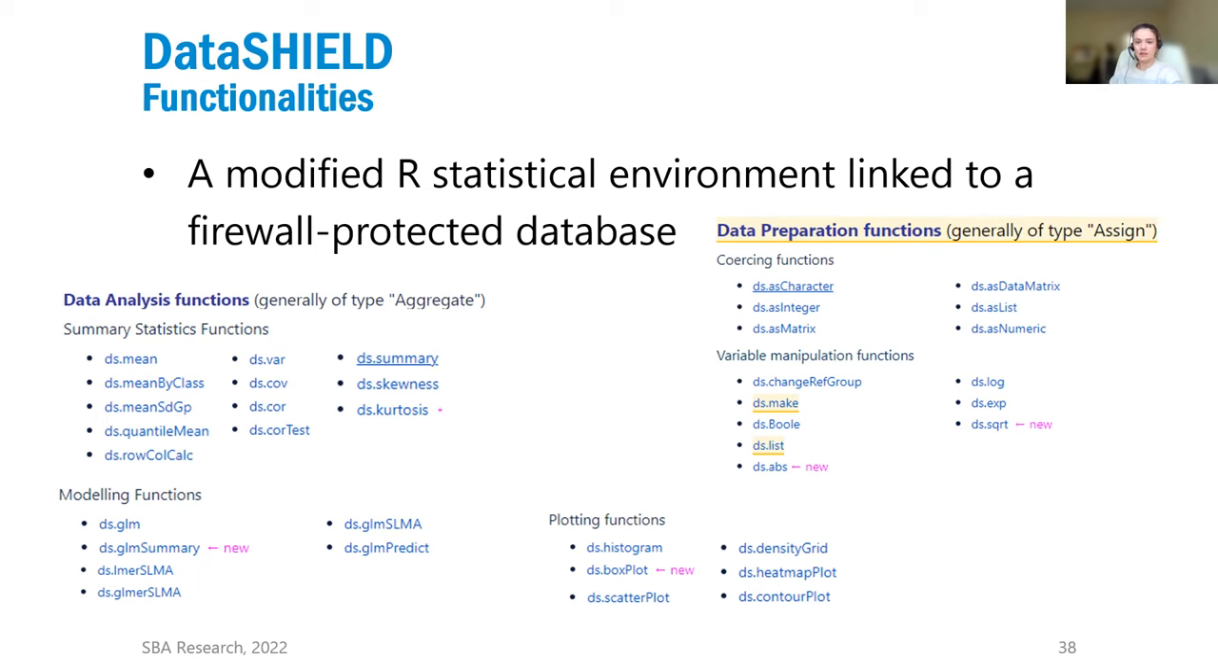And okay, when I say non-disclosive versions of functions, what does it mean? This is actually specific to each function. For example, some summary statistics such as mean or variance will not be allowed if the number of instances on which they are computed is not above a certain threshold. So if there's not enough data to compute on, they will simply be denied. Then for plotting functions, sometimes outliers will not be plotted, and similar things. And now maybe it's a good time for me to switch to a demo of DataSHIELD.